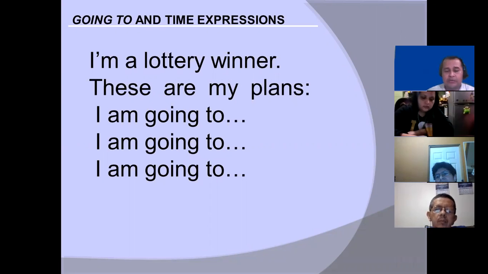Okay, I am a lottery winner. These are my plans. I'm going to. Okay, let's start with Evelyn Enriquez. Okay, lo más rápido que pueda, Evelyn. Tell me, please. I'm a lottery winner. These are my plans. I am going to buy a new house. I am going to buy a new car. And I'm going to help my family. Okay, and you're going to help your family. Thank you. Thank you, Evelyn.